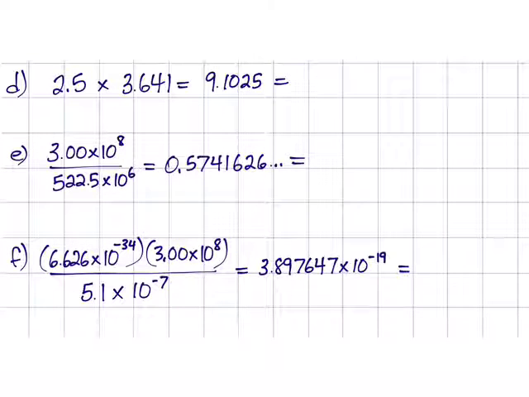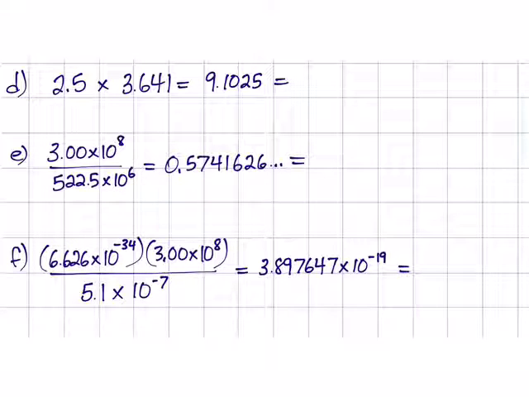All right, here's 3 more examples, and a quick glance tells you that here we're not adding or subtracting, instead we're multiplying and dividing, and I've thrown in some scientific notation questions as well. So in part D, we've got 2.5 times 3.641, and your calculator would display 9.1025 as the answer.